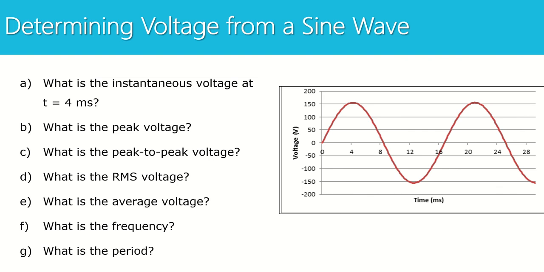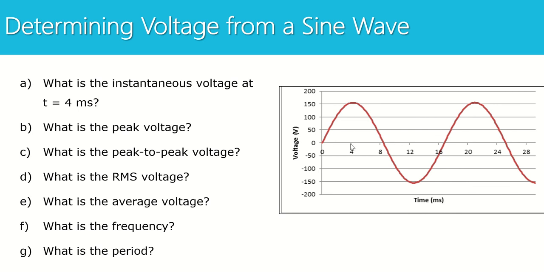You have a voltage wave changing with time. The time is in milliseconds. Try to answer each of these questions using the information that we just discussed. So starting with the first one, what is the instantaneous voltage at t equals 4 milliseconds?